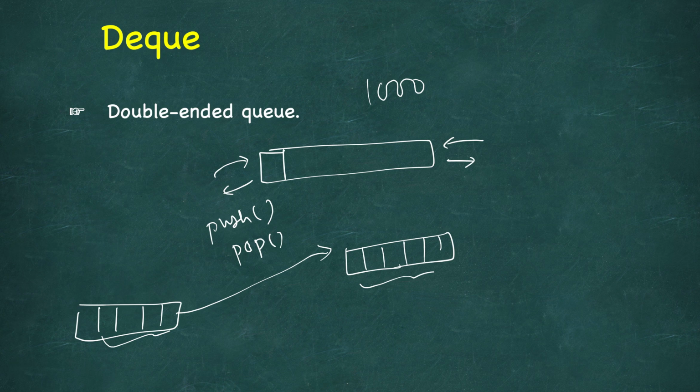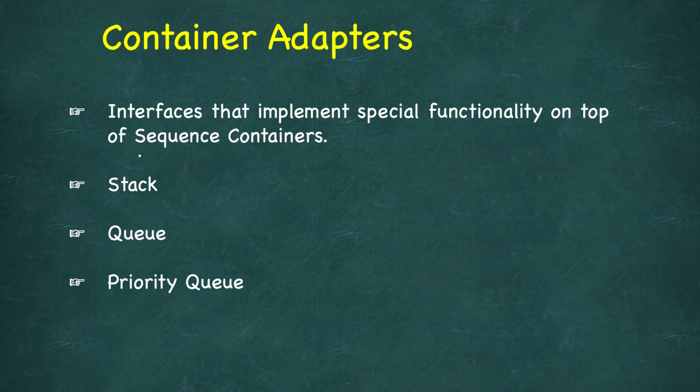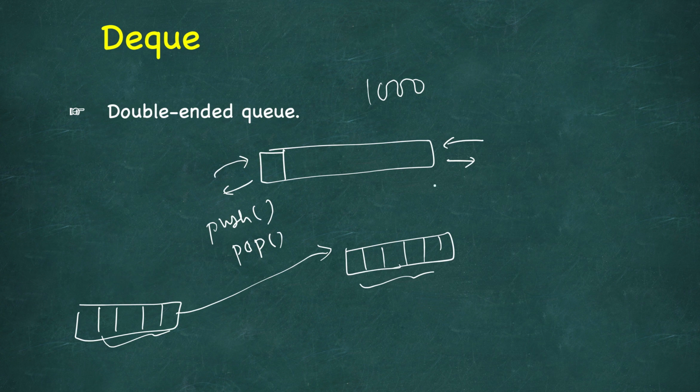So now let's see about container adapters. So these are interfaces that implement a special functionality on top of sequence containers. So let's say you have this deque and this supports push and pop at both ends.